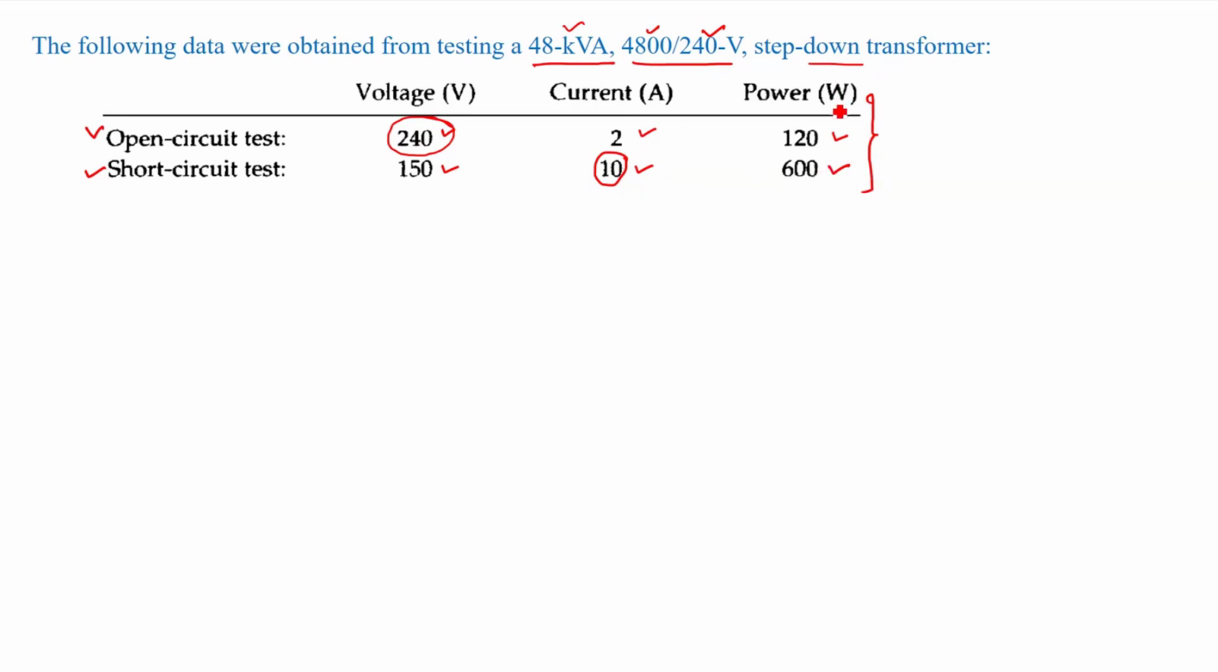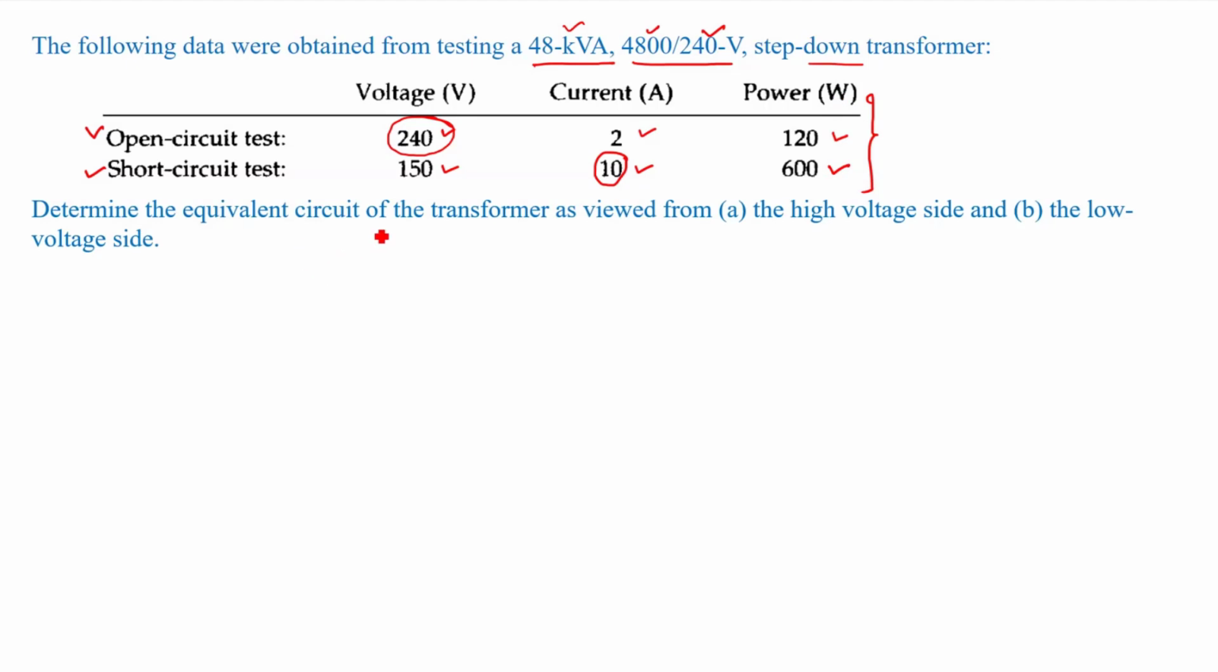Now the question is to determine the equivalent circuit of the transformer as viewed from the high voltage side, and also as viewed from the low voltage side. That means we need to find the equivalent circuit of the transformer referred to the high voltage side and referred to the low voltage side. Then we can segregate the parameters. So now let us proceed.